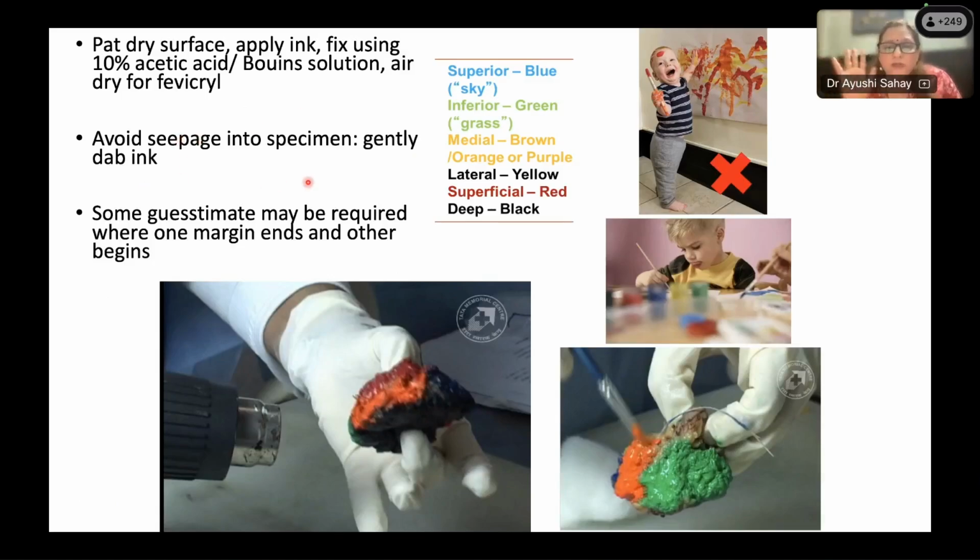Do not slap it on. You have to dab the ink and avoid seepage, because the fat lobules have a lot of ill-defined margins. It is not a proper fascia somewhere in between. So the ink is going to seep deep inside the fat if you do a very heavy-handed job. Also, where one margin is ending and the other is beginning, if it is not a cuboidal but more of a rounded specimen, then you might have some amount of guesstimate. But if it is a cuboidal specimen, it is easy to identify, like in this specimen, which side is which margin.